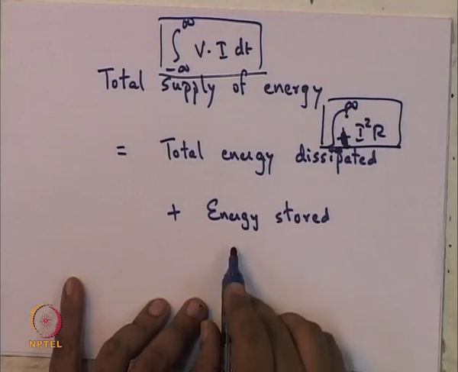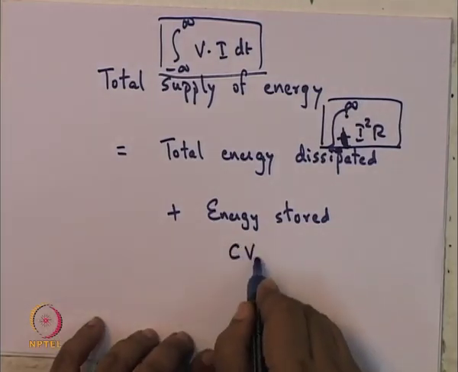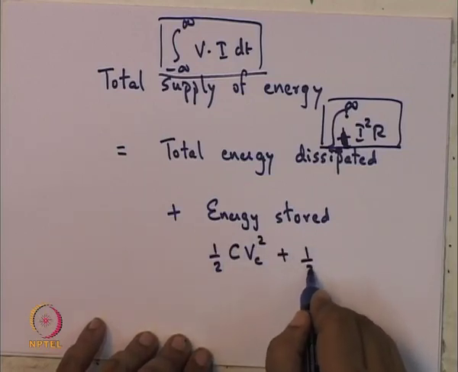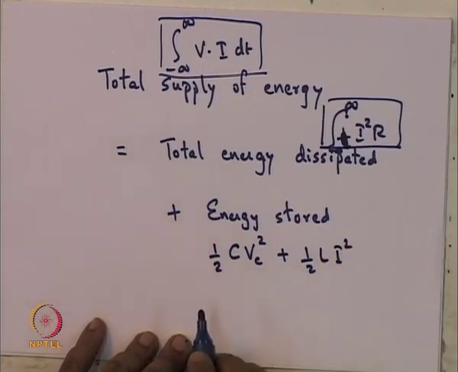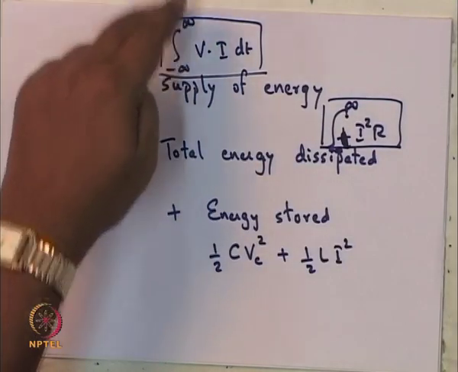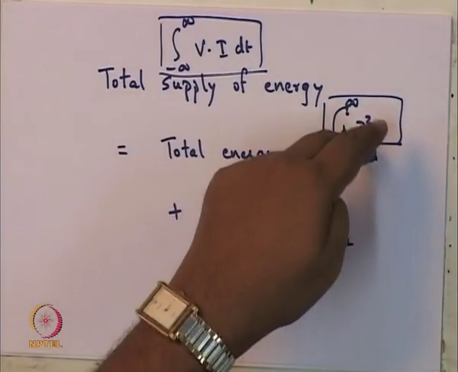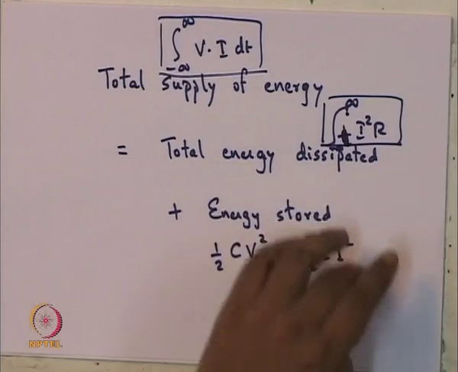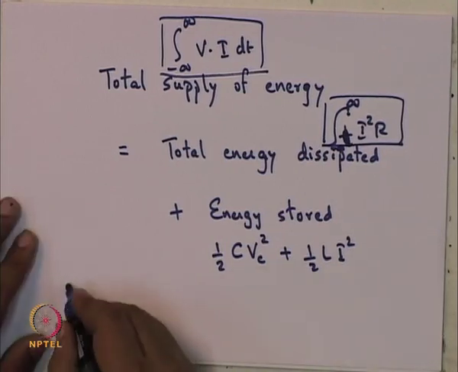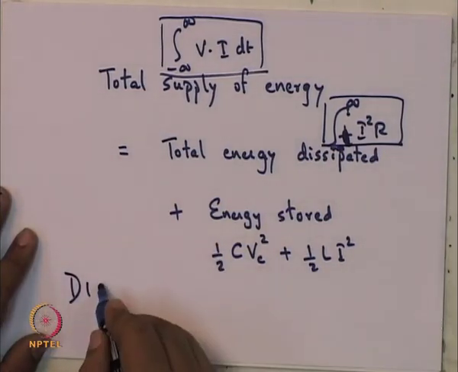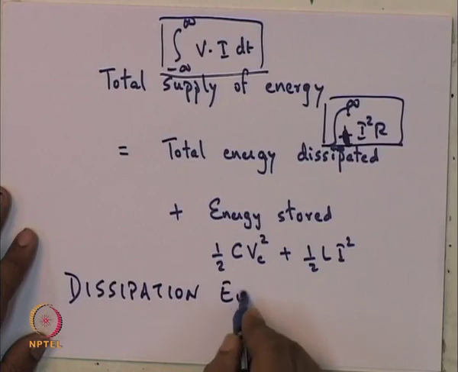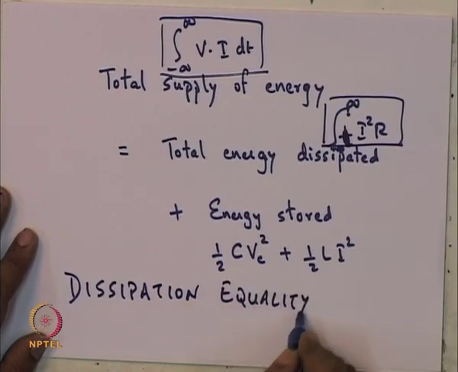And what about the total energy that is stored? Well, it could be stored in a capacitance, and the energy stored in the capacitance will be something like this, and there could be energy stored in the inductors, it will be something like that. So, mathematically, this is the expression that we will get, that the total supply integral is equal to this integral, which is the total energy dissipated, plus the energy stored, which is this. Of course, this is an integral form, so this equation that I have written down can be called the dissipation equality.